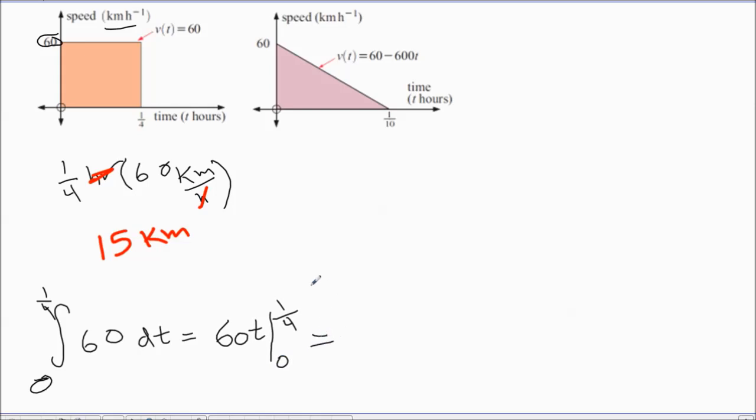And so we plug that in. And now we get a 1/4 plugged in. And that matches exactly the work we had up here. So that we already know that that's 15. And then we're going to subtract, plugging in a 0. Well, 60 times 0 is 0. So we get our same result.